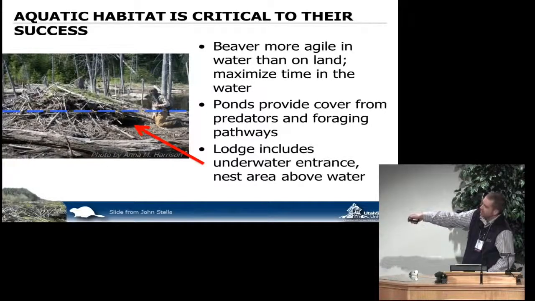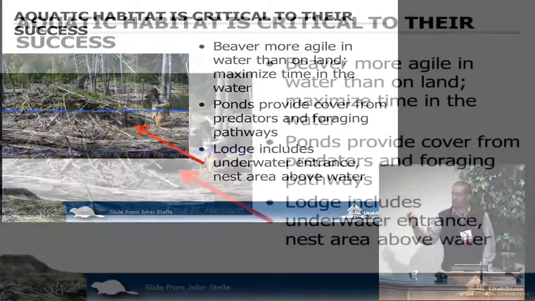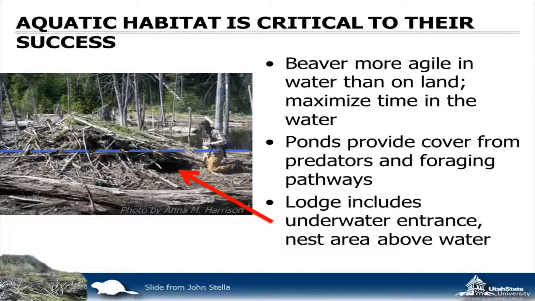And so they want to maintain an underwater entrance to that lodge so that they are not at much risk from predation. And then they also want to have a deep enough pond so that in the places that freeze over in the winter, there can be ice cover, but it doesn't freeze all the way through, and then they can store their food caches, all those aspen bars, on the bottom of their pond.